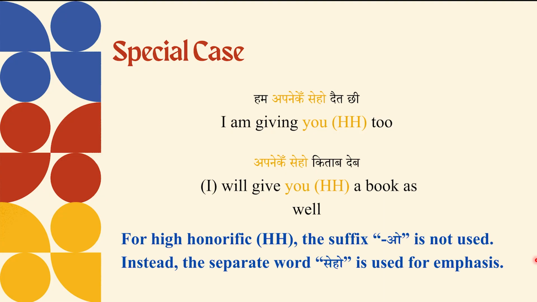For high honorific, the suffix o is not used. Instead, the separate word seho is used for emphasis, as you have seen earlier also. So, because you cannot say apneo, you have to add ka to it. So, you say apne ka seho deit chi, apne ka seho kitab deb. You cannot say apneo kitab deb.